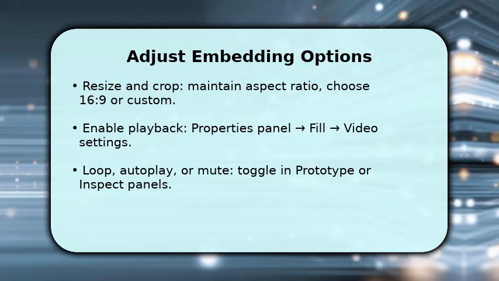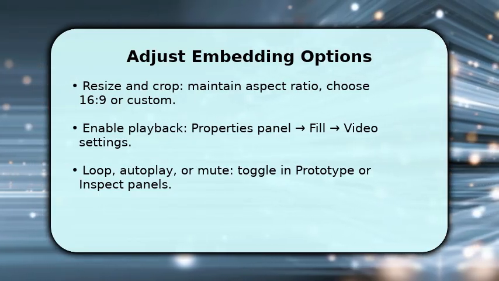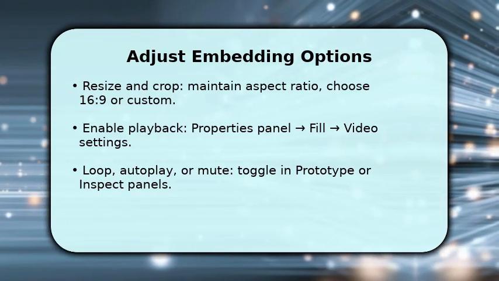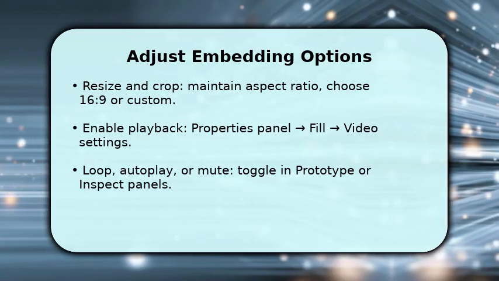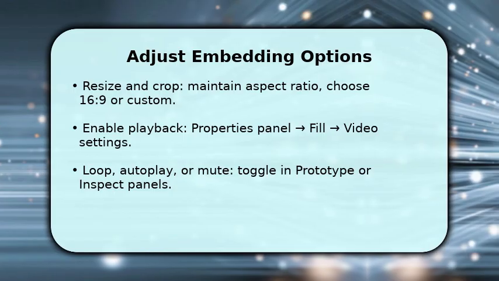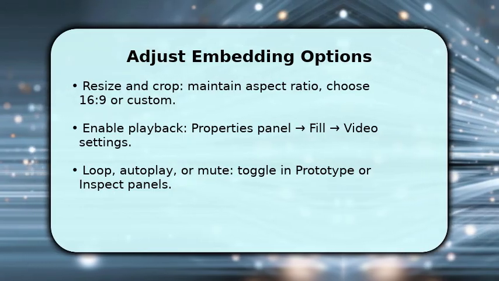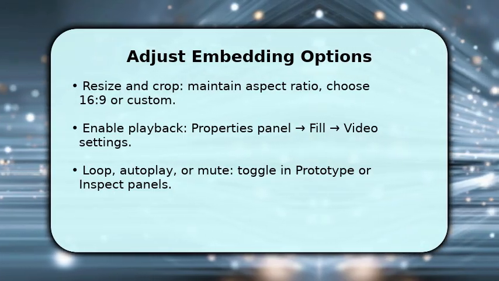panel for pixel-perfect placement. In the Fill or Properties area, confirm the media is set as video so playback controls appear. Then decide whether it should autoplay, loop, or stay muted. These choices affect user experience and load.